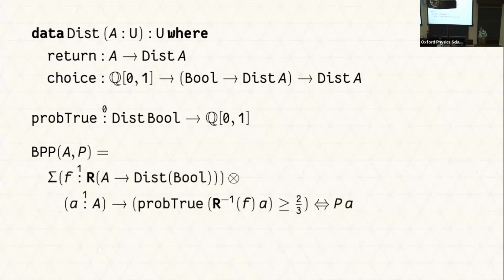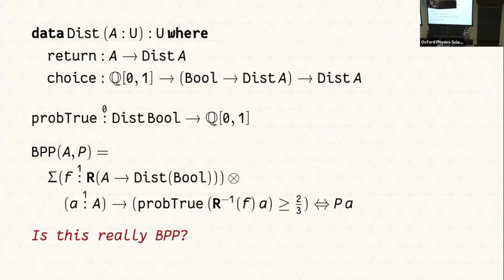And then we can define something like the BPP class. So this is bounded error probability. So this says that there is a realizer F, which given an A, produces a distribution over the Booleans, such that for any instance, the probability that it returns true is greater than 2/3 if it's in the class. It's allowed to be wrong sometimes for different choices, but it must be right 2/3 of the time. And so this is the BPP class. Or is it?